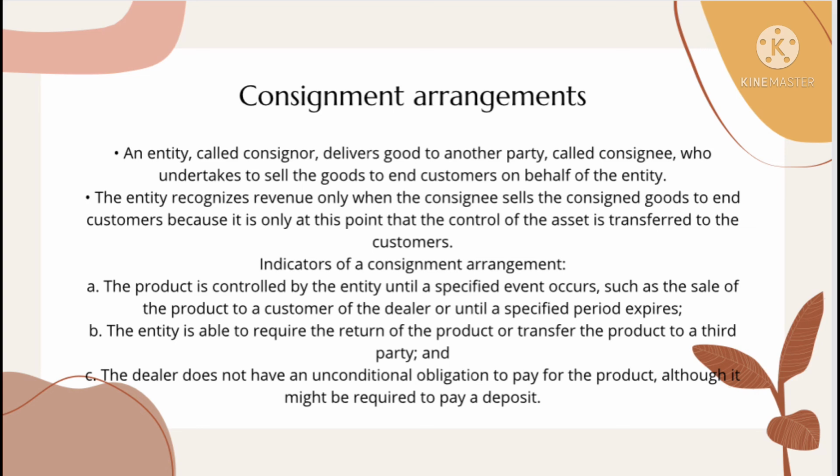Indicators of a consignment arrangement. Letter A, the product is controlled by the entity until the specified event occurs, such as the sale of the product to a customer of the dealer or until a specified period expires. Letter B, the entity is able to require the return of the product or transfer the product to a third party, such as another dealer. And lastly, the dealer does not have an unconditional obligation to pay for the product, although it might be required to pay a deposit.